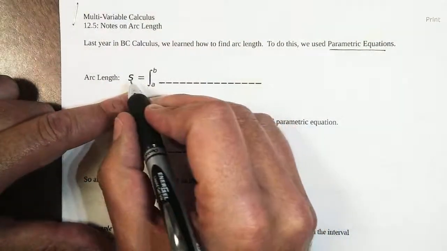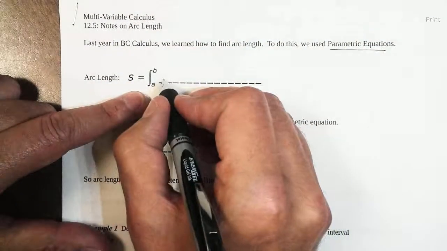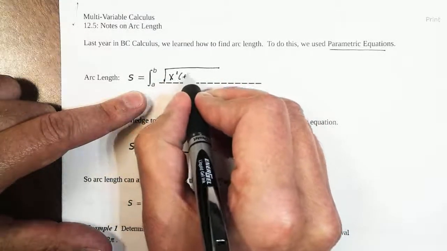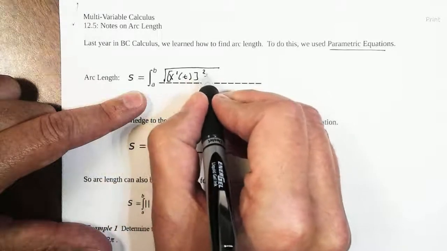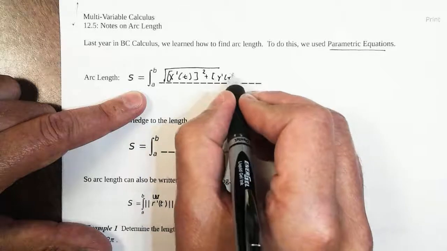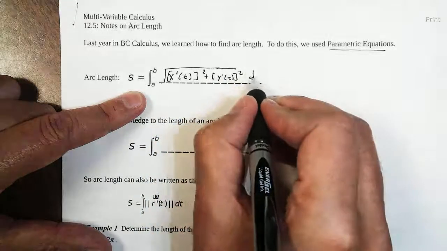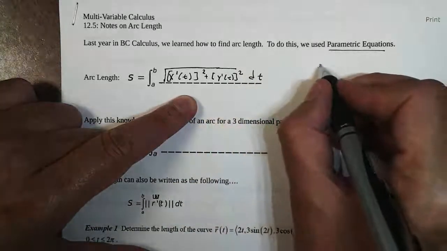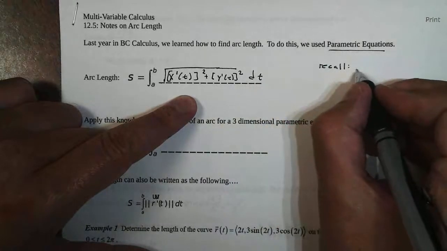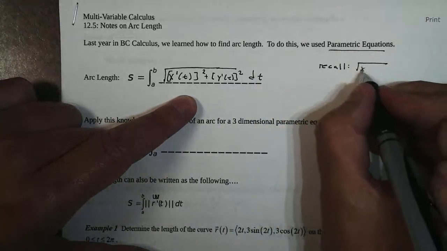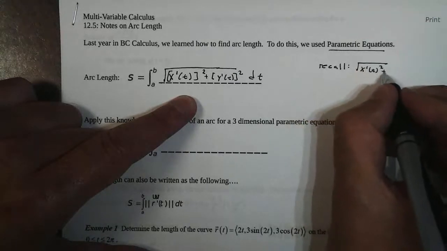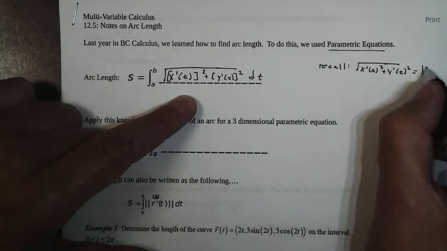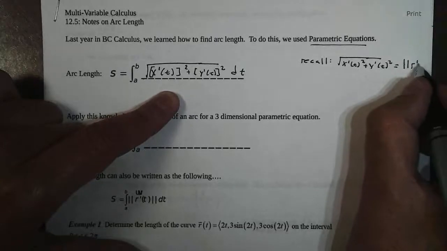And we had a formula for this where S was the arc length from A to B, and we multiplied that, and that was of the square root of x prime of t, quantity squared, plus y prime of t, quantity squared, dt. Now, we can shorten this a little bit because we can remember that the square root of x prime of t squared plus y prime of t squared is just the magnitude of r prime of t.